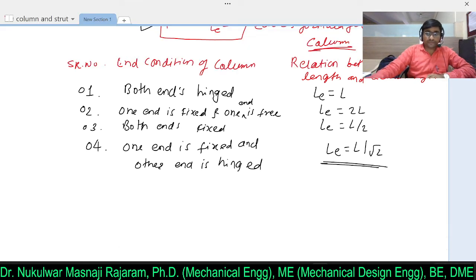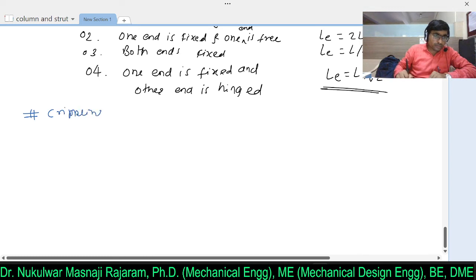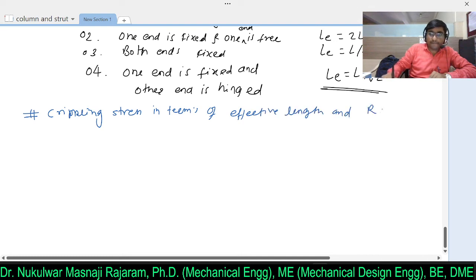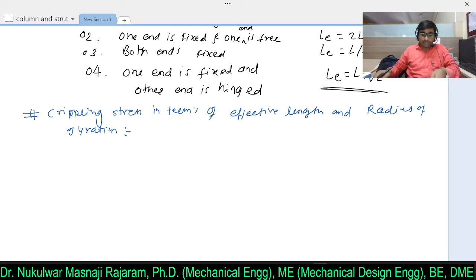Now we will move further. We will see an interesting topic. Now here I will consider crippling stress in terms of effective length and radius of gyration. Now this term, radius of gyration, you might have learned in engineering mechanics.